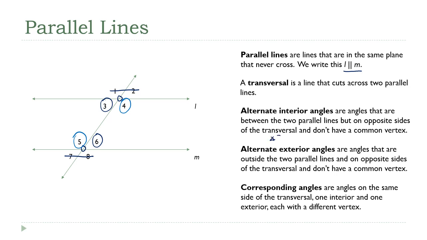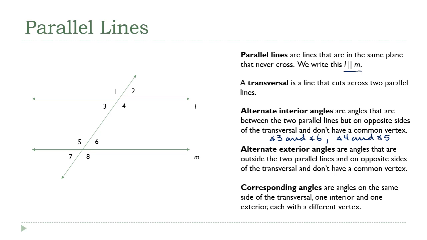Angle 3 and angle 6 are alternate interior angles, and angle 4 and angle 5 are alternate interior angles. So let's try the next one.